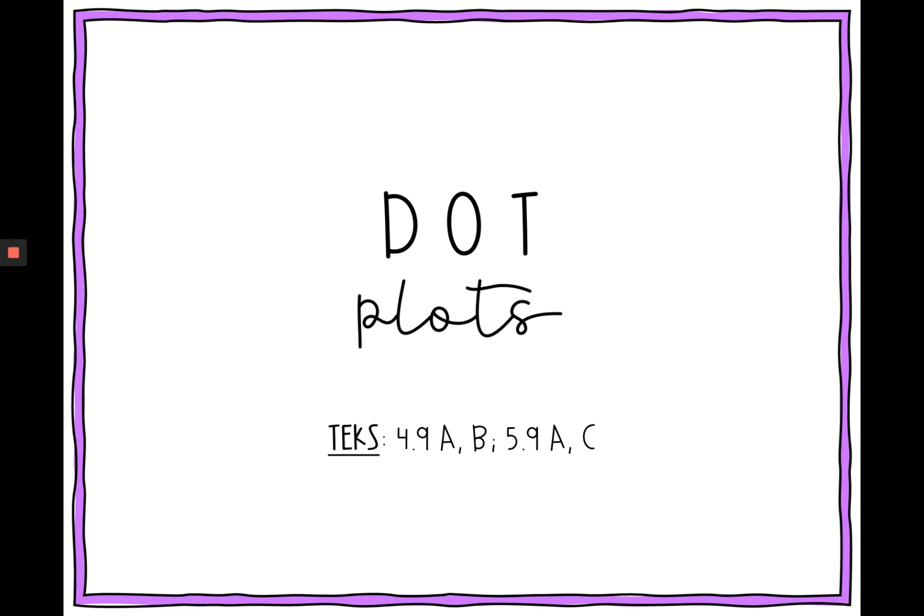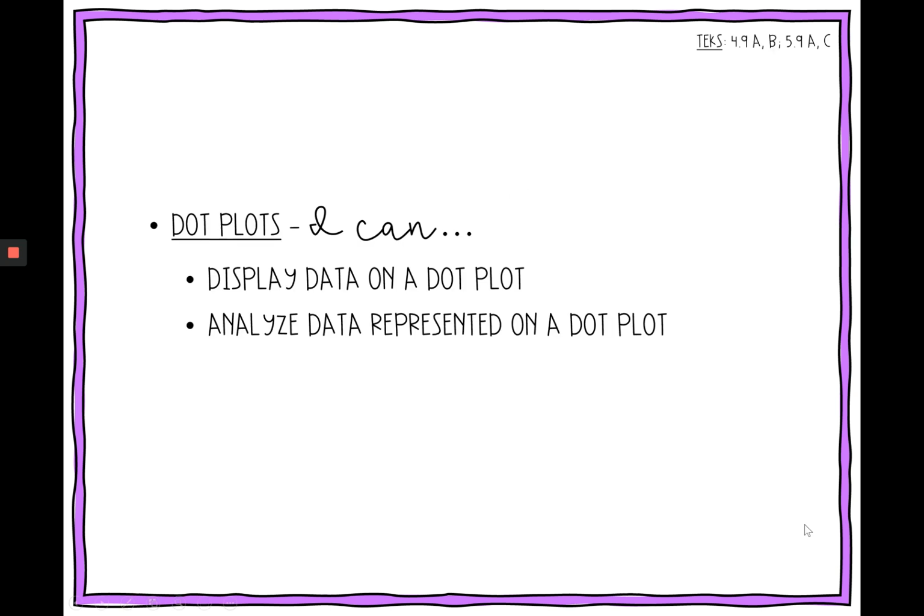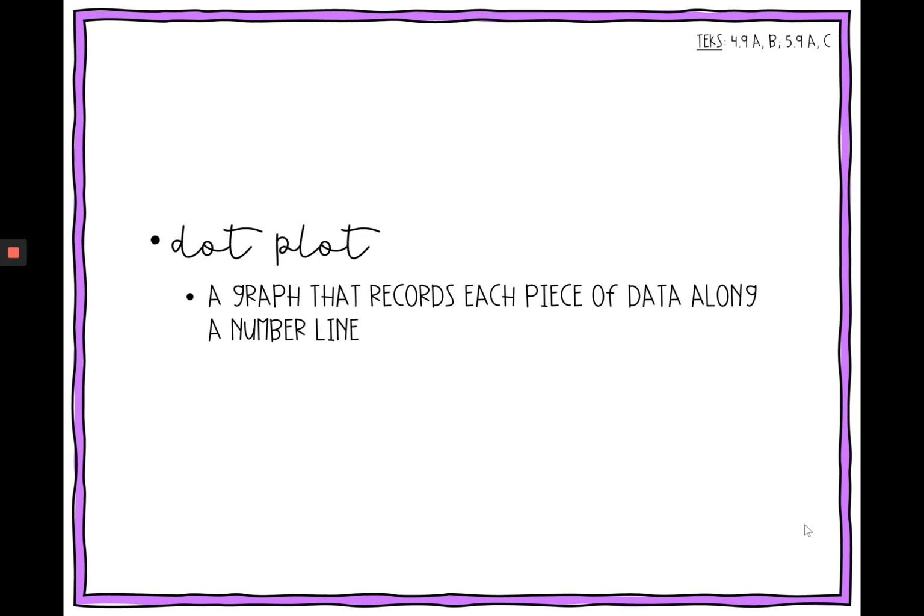In this video, we are going to talk about dot plots. So our goal for this video is going to be to display data on a dot plot and to analyze that data and draw conclusions from it in order to answer some questions about what we're seeing. A dot plot is a graph that records each piece of data along a number line. So the key word there is the number line. When you think dot plot, you need to think, oh yeah, I'm putting dots above a number line.